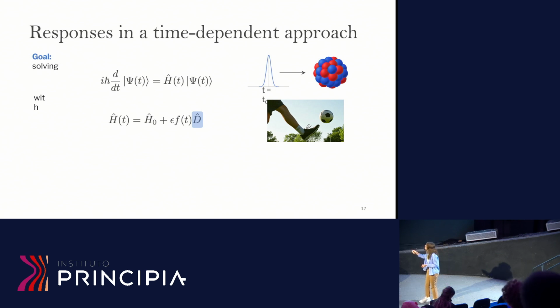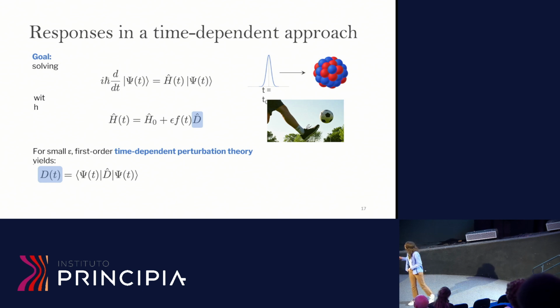And it is multiplied by an operator that basically determines the nature of the perturbation, which in our case, we focus on the electric dipole operator. So basically, what we are doing is to give a Gaussian kick of dipole nature to our nucleus, and we see what happens during time evolution.